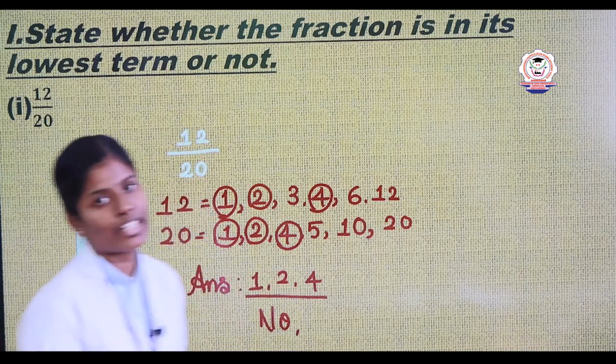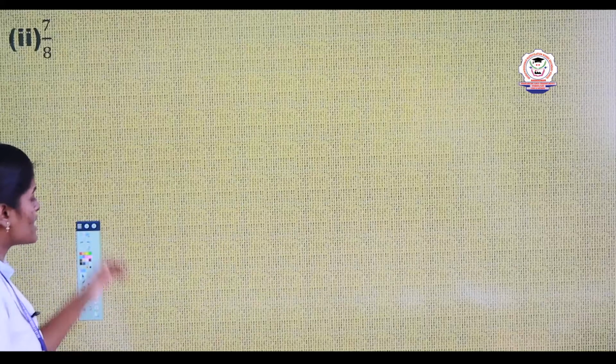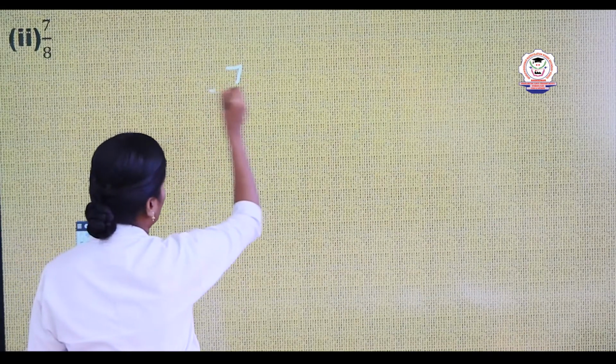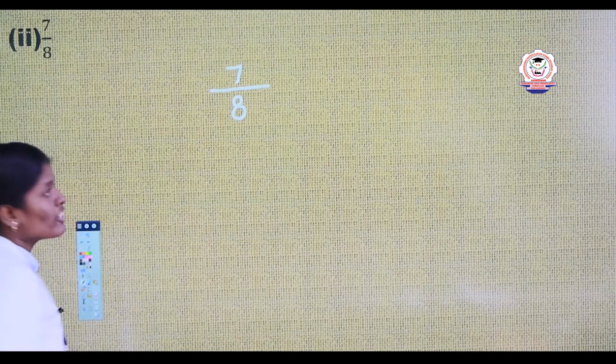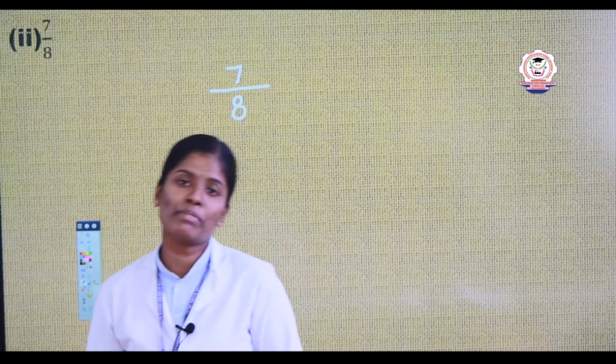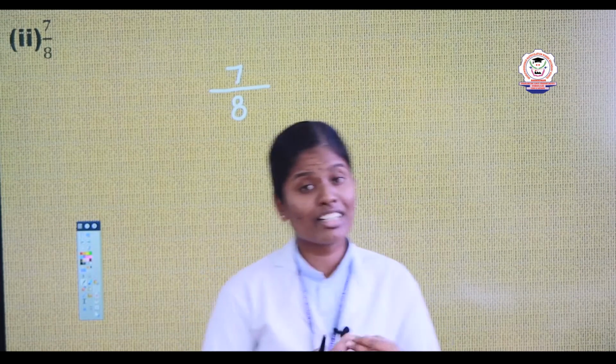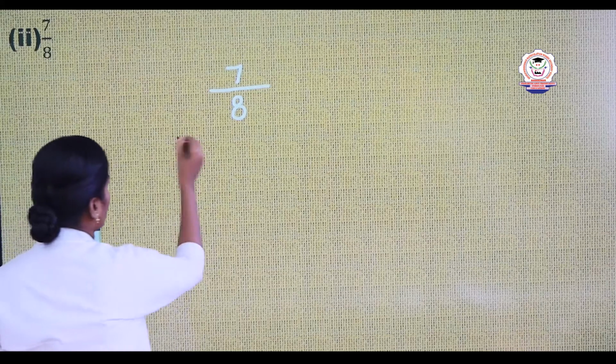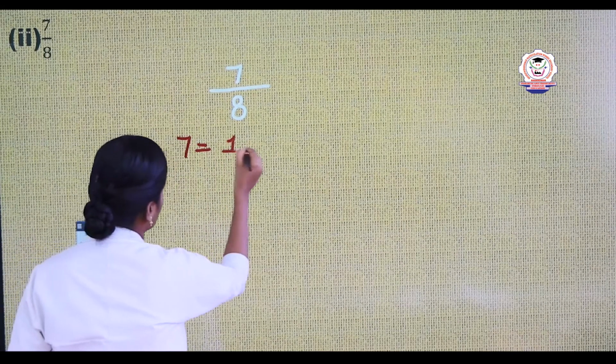Next we'll see another example. Listen here. Our next question is 7 by 8, that is 7 divided by 8. First you are going to find the factors of 7. Then you are going to find the factors of 8. You all know 7 is a prime number. Prime number means a number having exactly 2 different factors, 1 and the number itself. So the factors of 7 are 1 and 7.